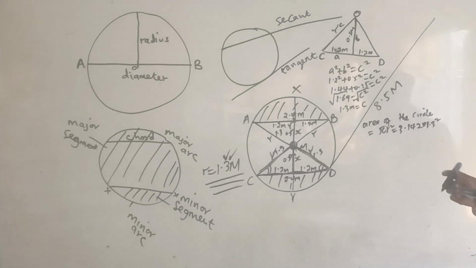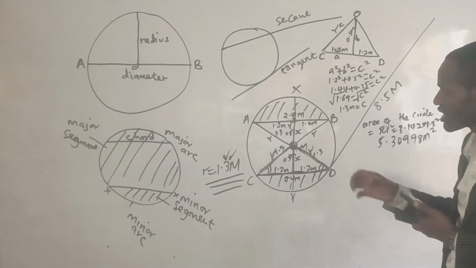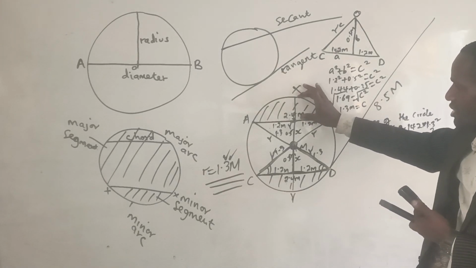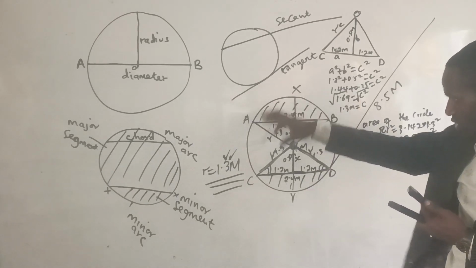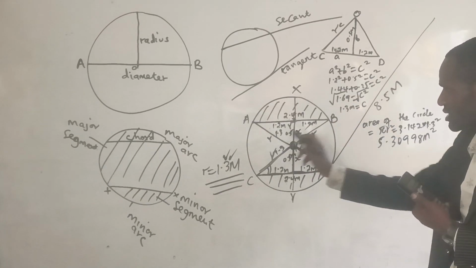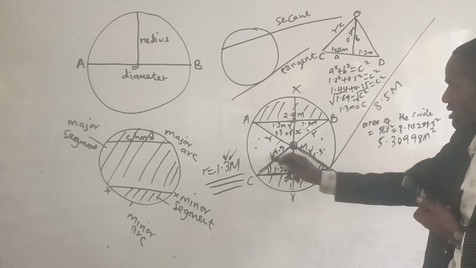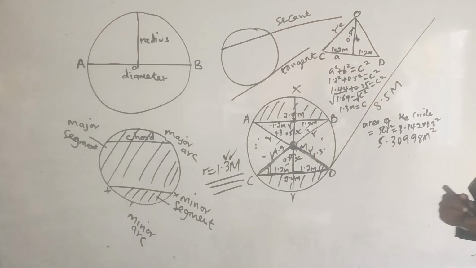So our answer is 5.30998 meters squared. That is the area of the whole circular part. Then we shall come up with a way of getting the area of this segment, so that once we get the area of this segment, we can say times 2. Then we subtract from the whole area to get this part. That now serves as our cross section of that triangle.